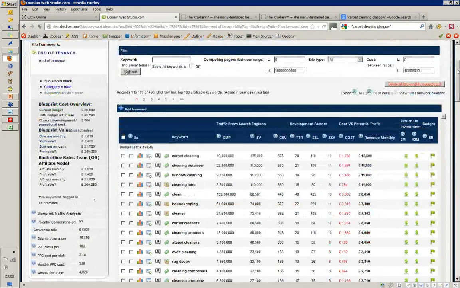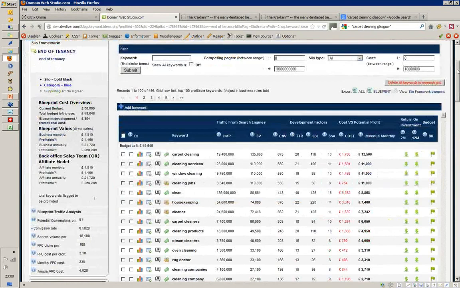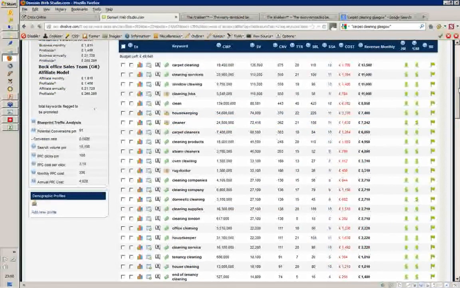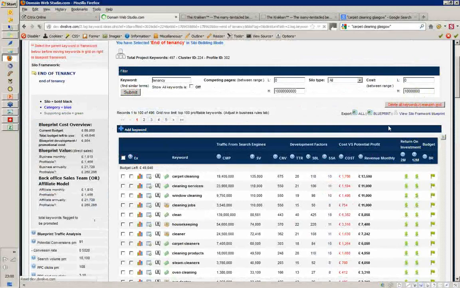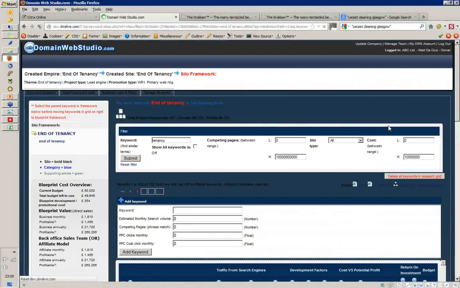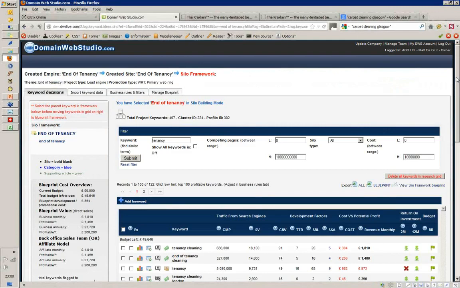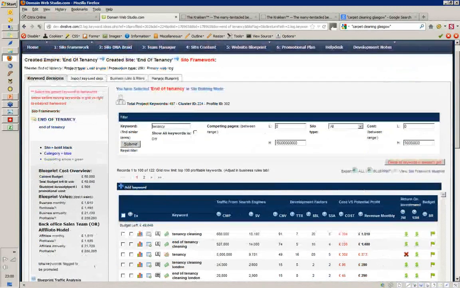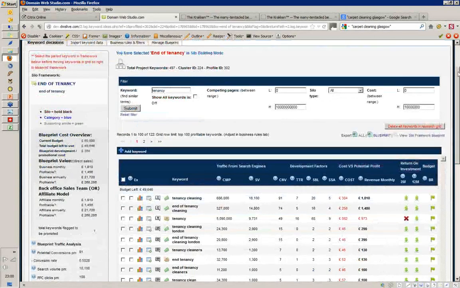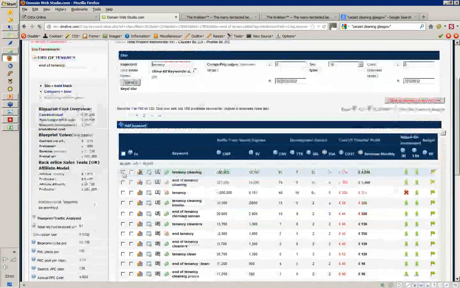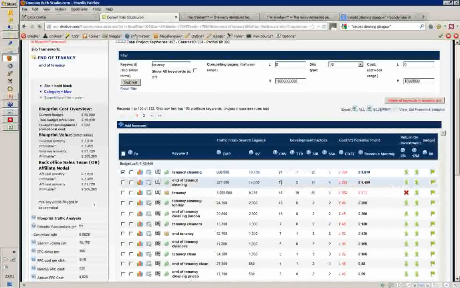So if I look at all the tenancy keywords, I just type tenancy in here, and I'll run a quick filter here. And what we've got here is a silo that's been mapped out. Okay, and when we look at this next, we've got end of tenancy with tenancy cleaning. That's got another 91 conversions.